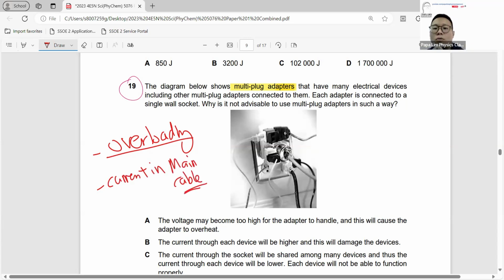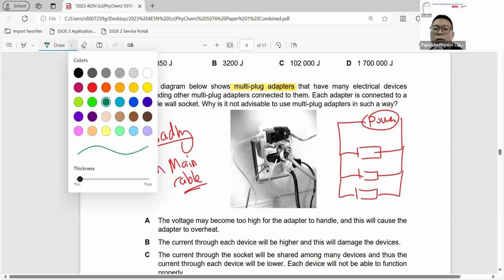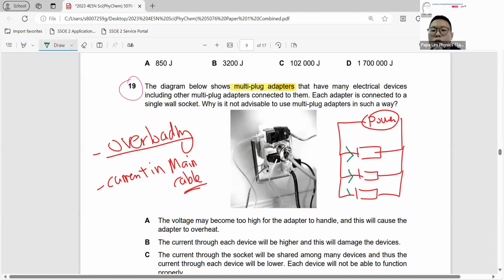So now for overloading, let's take a look. If this is my power source, and this is my component. For overloading, the current flowing through each component is actually the ideal current, the calculated current, the desired current. The current flowing through each of the components is the ideal current, what is meant to flow through the components.